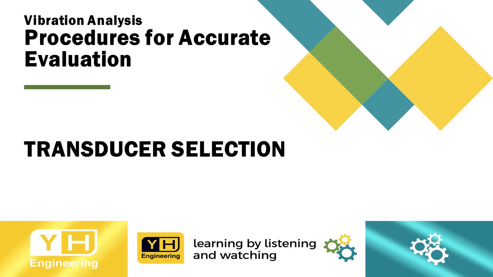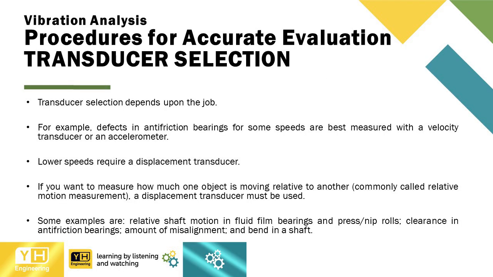Vibration analysis. Procedures for accurate evaluation of machinery condition. Transducer selection. Transducer selection depends upon the job. For example, defects in anti-friction bearings for some speeds are best measured with a velocity transducer or an accelerometer. Lower speeds require a displacement transducer.